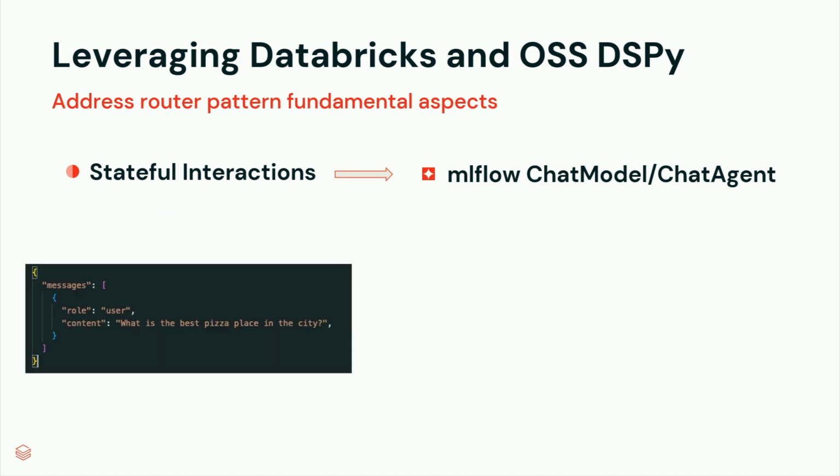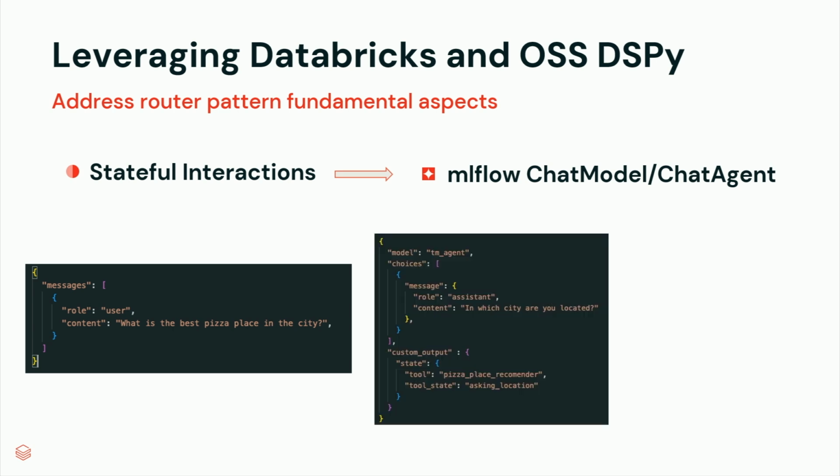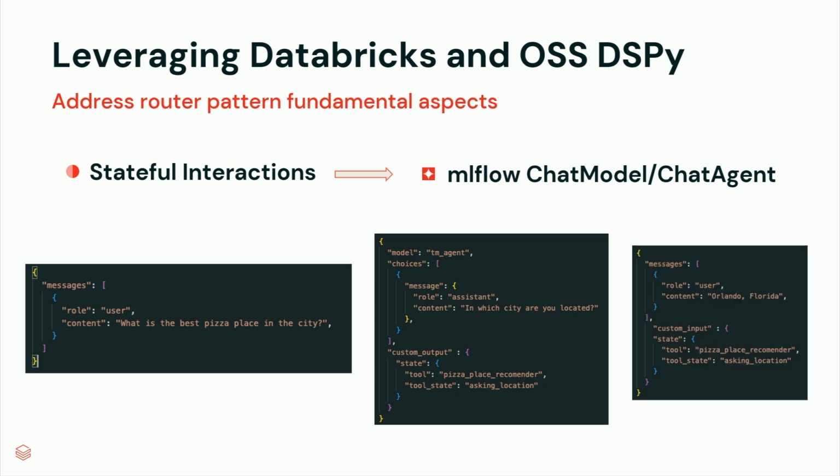To give you an example, going back to that example that I mentioned of where's the best pizza place, the tool will say, well, in which city are you located? And it will send back that custom output with the state that has the tool and the tool state. And then the UI, when sending back the answer of the user, will send back the state as is, the same state in the custom input. And then the router will know to not select a new tool, but keep using that tool in the state that it was before.